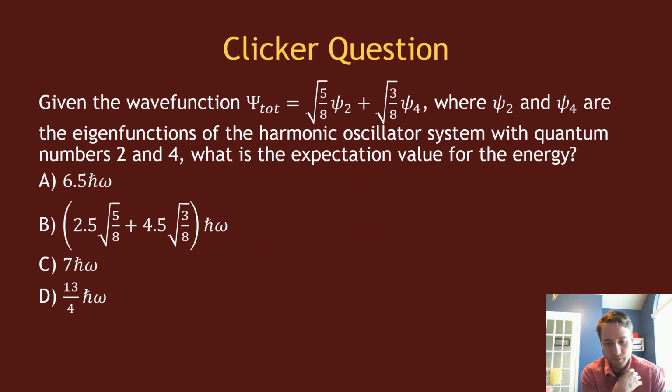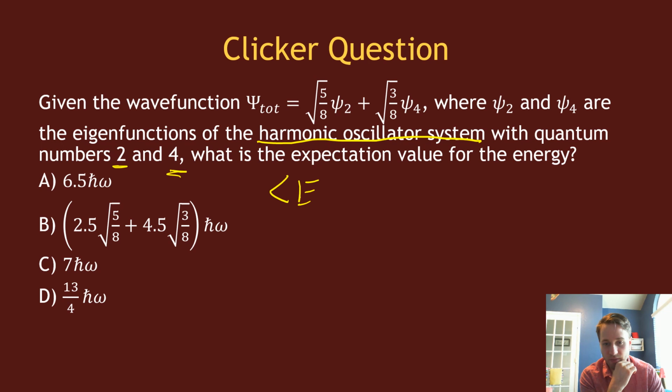All right, so for the very first question here, we'll look at some simple multiple choice questions, right? So I have a total wave function written as a combination of psi2 and psi4, where psi2 and psi4 are eigenfunctions of the harmonic oscillator system, where the 2 and 4 indicate that they're the quantum number equal to 2 and quantum number equal to 4 wave functions for the system. And so the question is, what is the expectation value of the energy, or the average value of the energy, is another way to write it, of this total wave function?